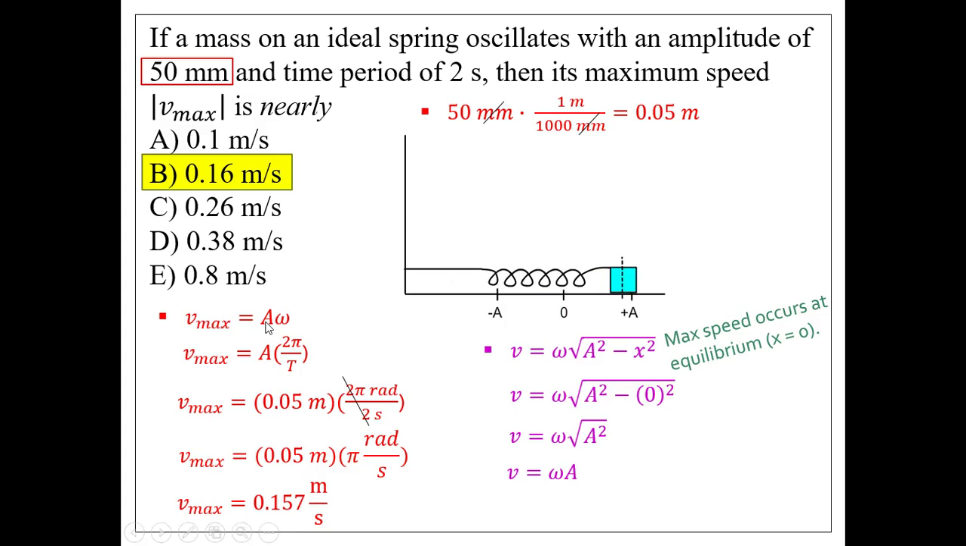If you know v max is just A omega, just crack it out because the information gives you the time period already. Okay, but if you do it this way, then you just have to understand where KE is max, which is where x is equal to 0. Okay, all right, let's move on to the next one.